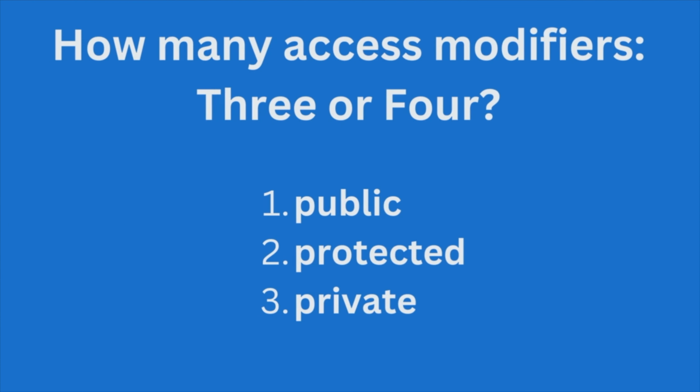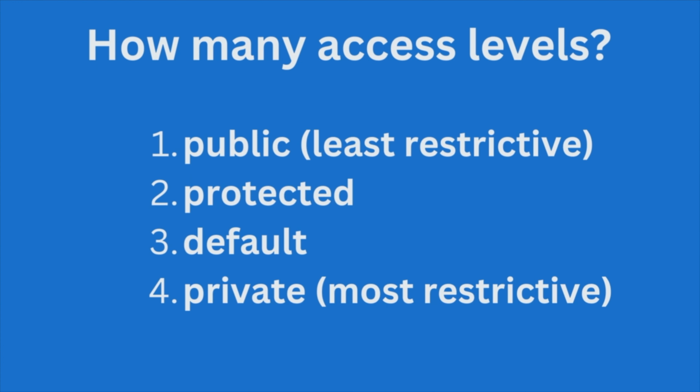Now let us see how many access modifiers we have in Java. In Java, we have three access modifiers, that is public, protected and private. And there are four access levels. People usually get confused between access modifiers and access levels. So in Java, we have four access levels: public, protected, default, and private. And when I say default, it simply means that we are not writing any keyword, right?